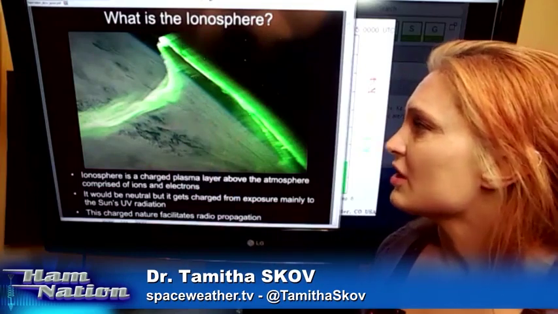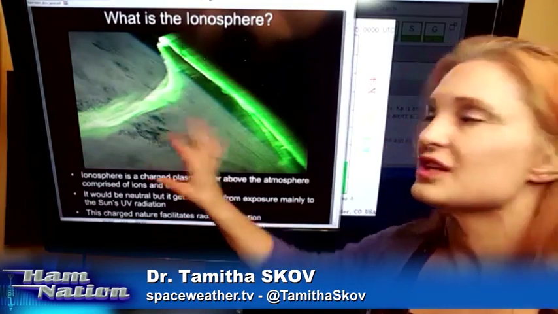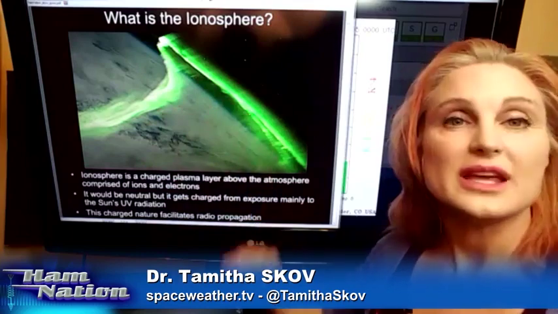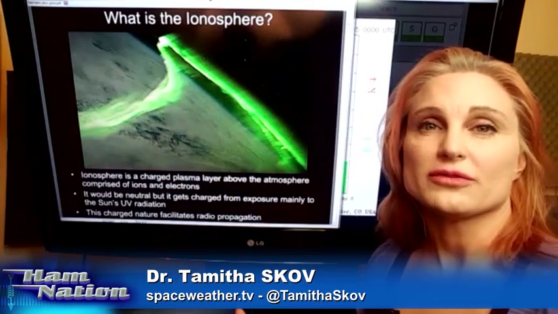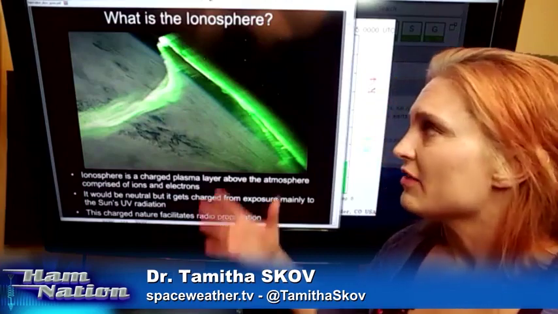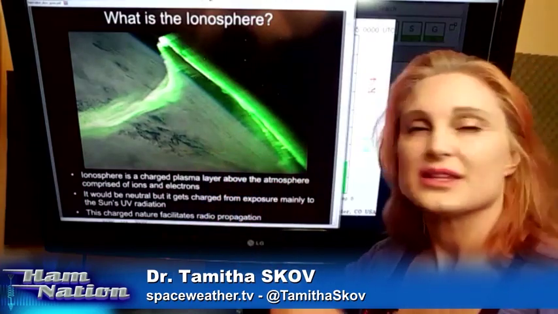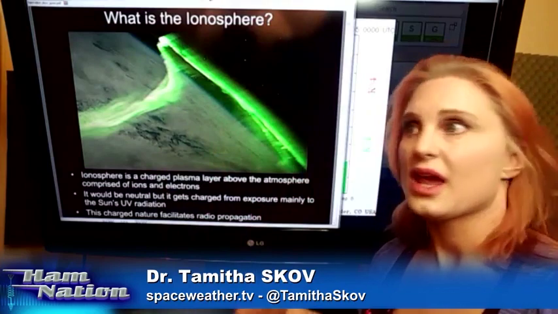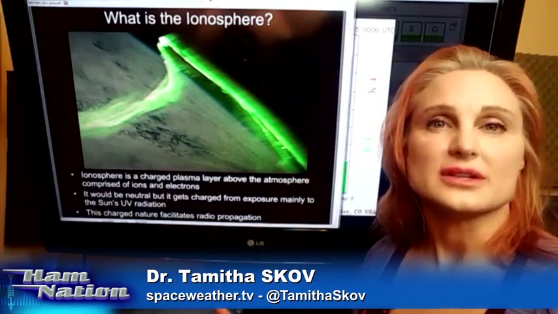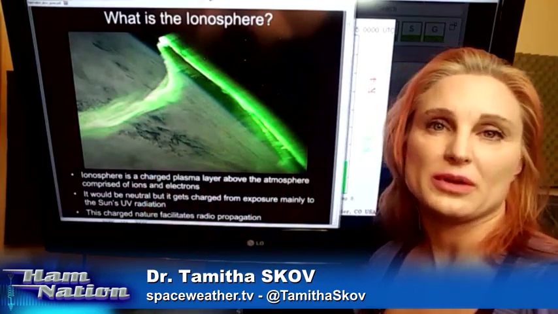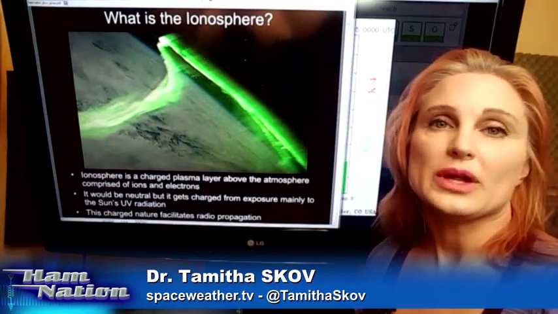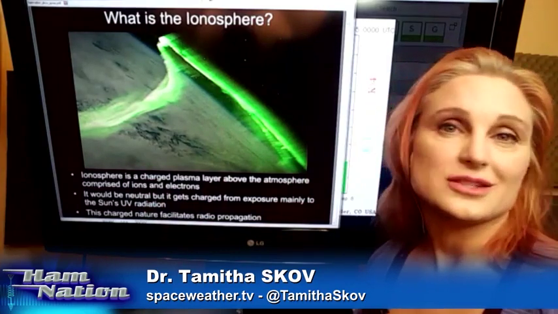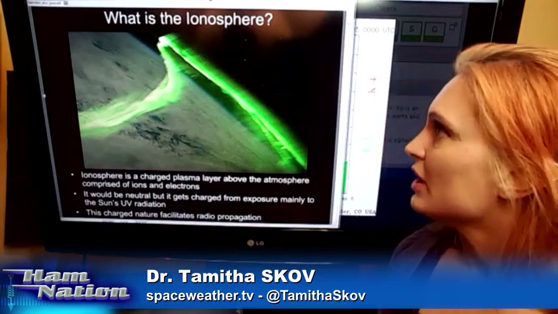So to start off, to remind you, the ionosphere is basically a charged region in the upper atmosphere. It would be neutral, except for the fact that the sun's ultraviolet light charges it. And that is very nice because it gives you a sea of electrons that can carry currents and carry charge pretty much anywhere it wants to. And that facilitates radio propagation. Without it, we really wouldn't be able to do any DX or anything like that.